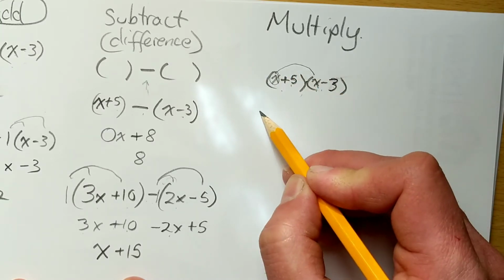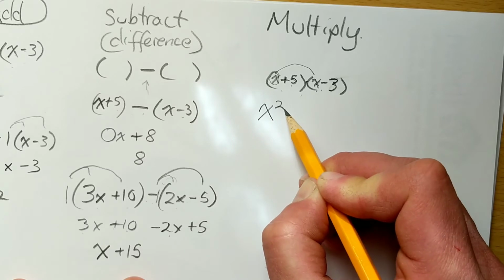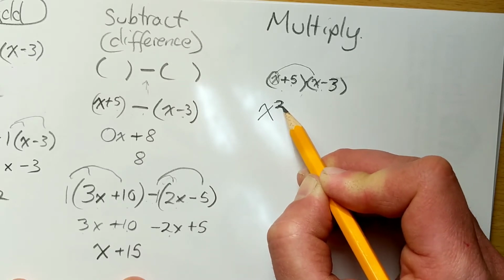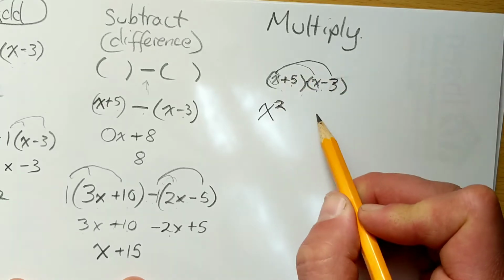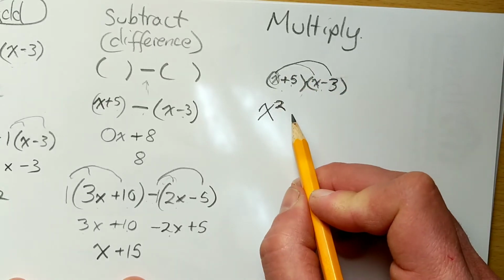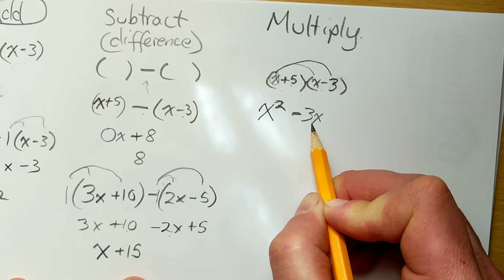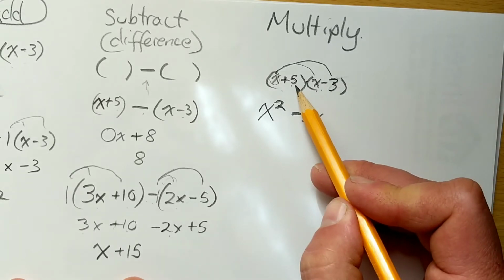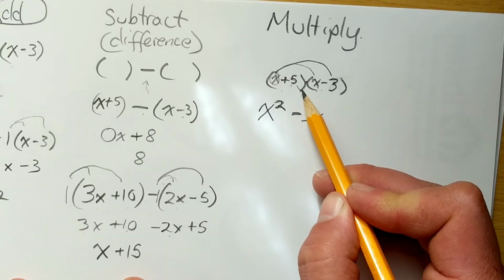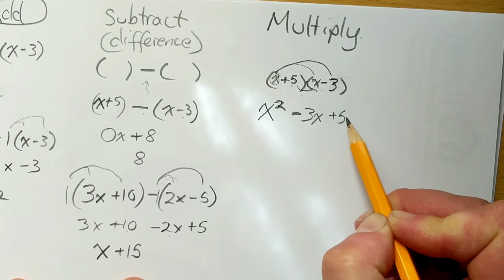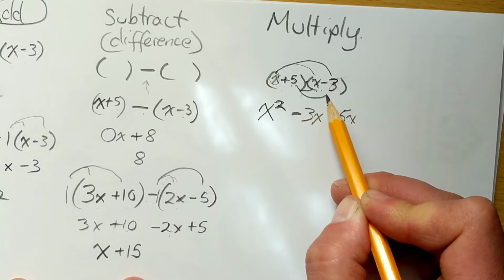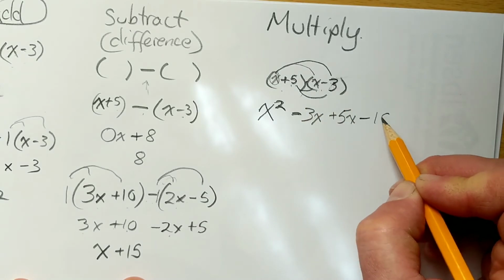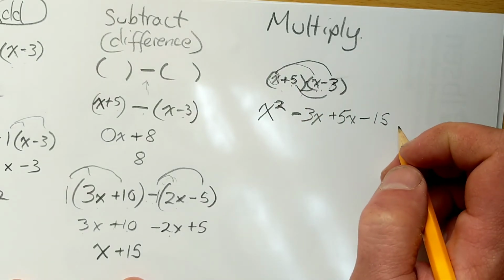X times x, that's x squared. X times itself, x squared. But also, x needs to hit negative 3. It needs to be multiplied by negative 3. That's negative 3x. What about the 5? It hasn't gotten multiplied by anything yet. Let's do that. 5 times x, that's 5x. And it hasn't gotten multiplied by the negative 3 yet. Negative 15. Now you can combine like terms.